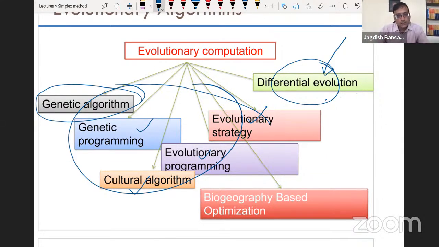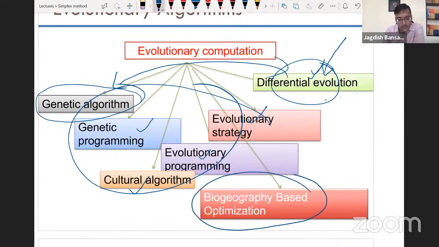Also, the mutation is based on the differentials of the individuals. That's why it is called differential evolution. Of course, evolutionary operators are there, crossover is there, mutation is there, but it is based on differentials of the individuals. So it is different from genetic algorithms, an entirely different concept. It is one of my most favorite algorithms, very fast and very good for continuous optimization problems.